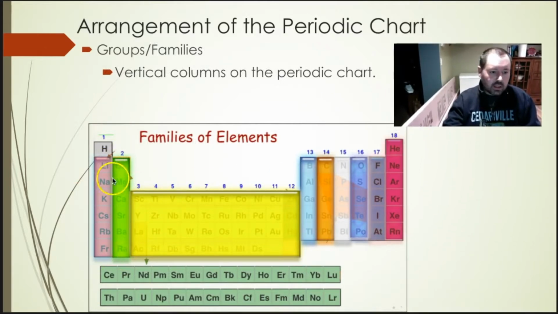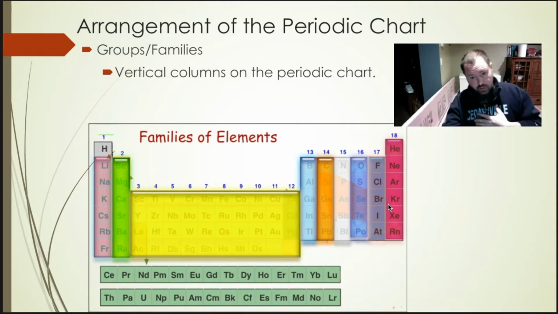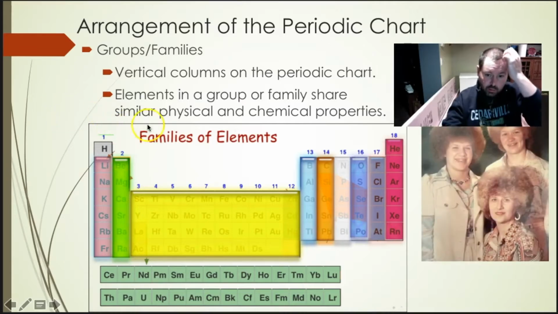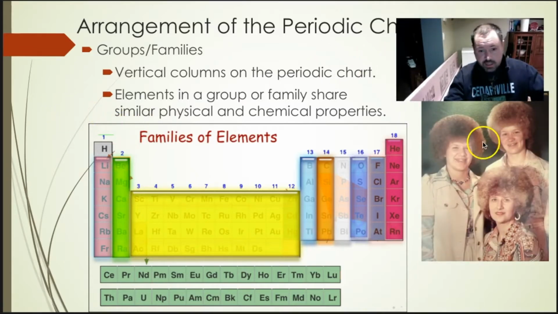You see the columns that go up and down. These columns that go up and down, we can call them groups or families. I prefer to call them families, but they can go by either. You can call them groups or families, and they go up and down on the periodic chart. Elements in a family share certain physical and chemical properties. This is kind of silly, but it makes good sense.